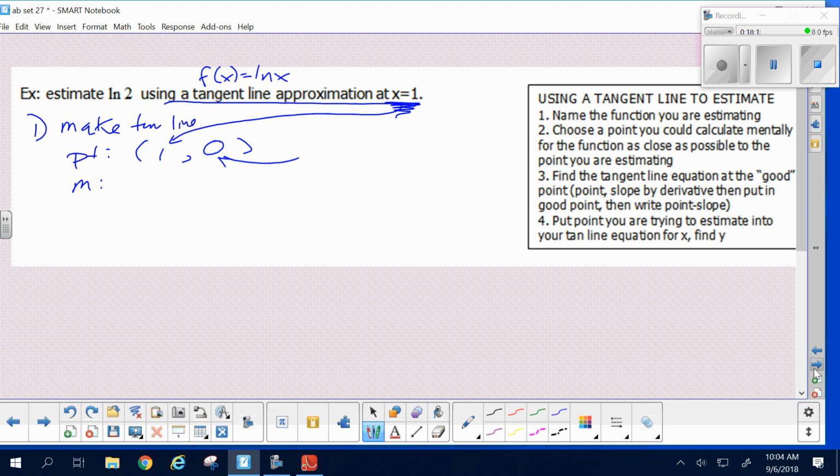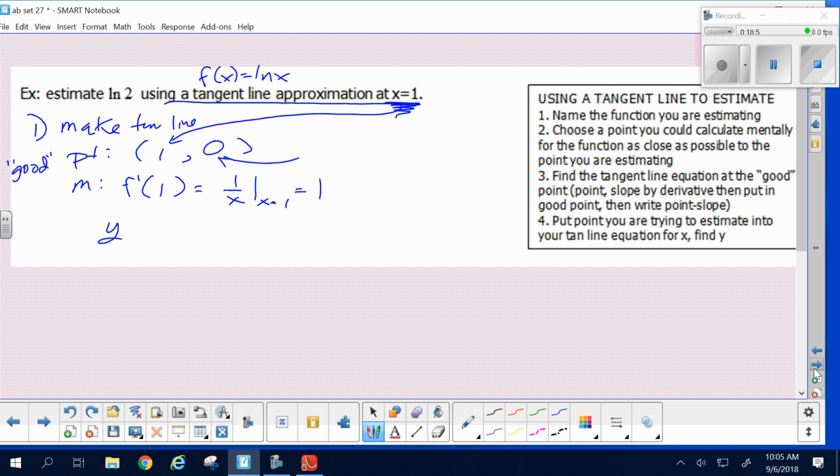All right. So if f of x is natural log of x, then I want the derivative at the good point. The good point is 1. This is my quote unquote good point because I know natural log of 1. I don't know natural log of 2. So I'm going to go at 1. F prime at 1. Let's start with the derivative of natural log: 1 over x. And we want to evaluate that at 1, which is 1, obviously. So what is the equation of my tangent line?